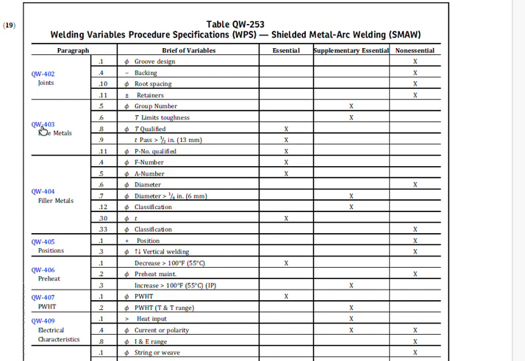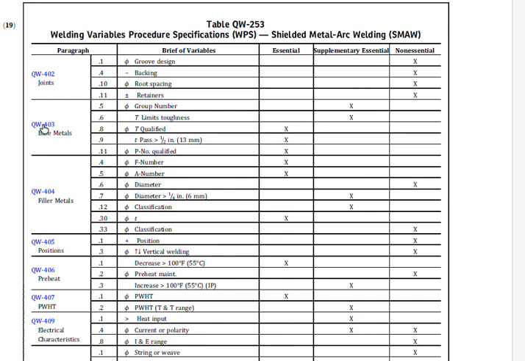403.5, 6, 8, 9, 11. Okay, 403 is the base metal. If we are talking about the WPS, there is the group number. The group number is mentioned in the QW 422 charts. The material description is given in ASME Section 9. 403.5 is mentioned in the supplementary essential variables.